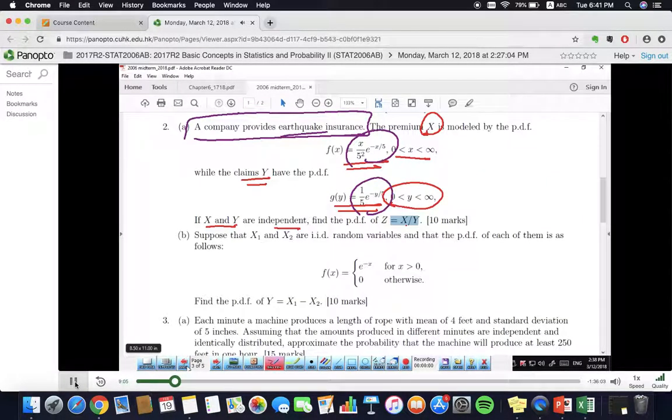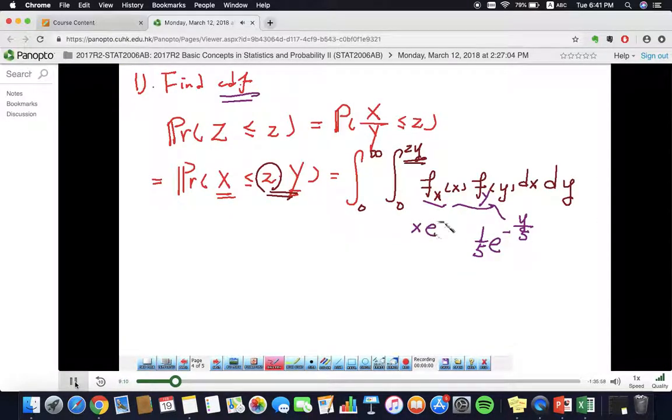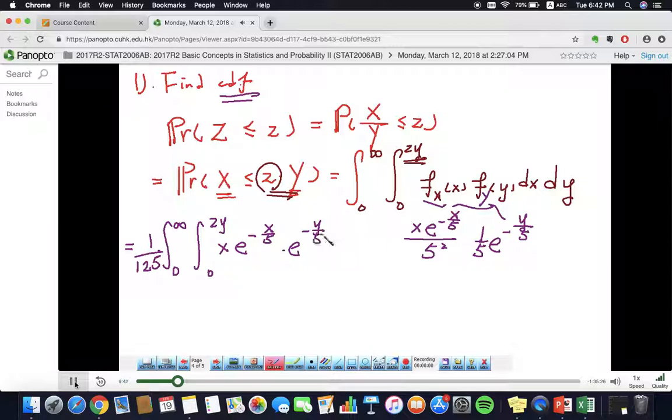And how about the other ones? We got this guy as well. So we have x e to the minus x over 5 squared. So at the end of the day, here we got this integral, integrating from 0 up to infinity. We have 1 over 25 outside. And together we have x e to the minus x over 5 times e to the minus y over 5 dx dy.